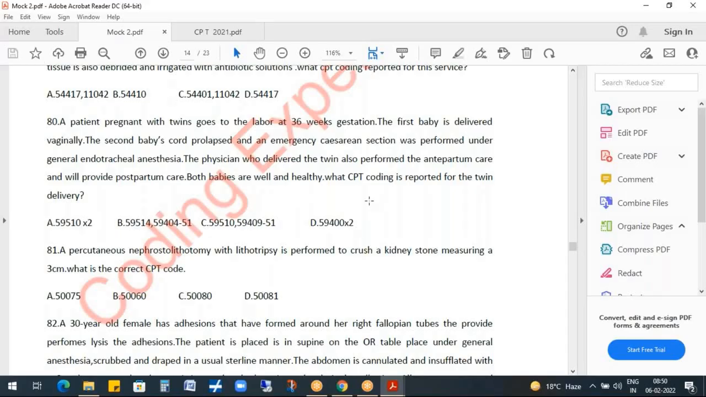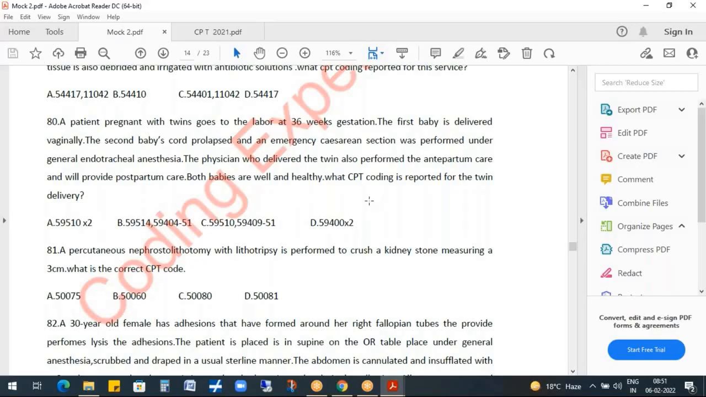No, I wanted some explanation about that answer. It is given that C is the answer. See, I have already given examples in the notes with rules. Anyway, you can see here. Twins are going to be delivered. If both the twins are delivered vaginally, 59400, 59409, 51 modifier. Just go with this. If both the babies are delivered through C-section, only use the code 59510.